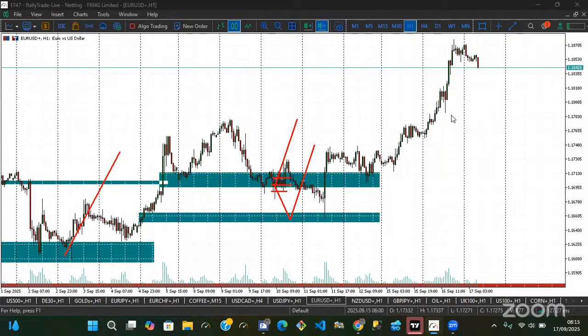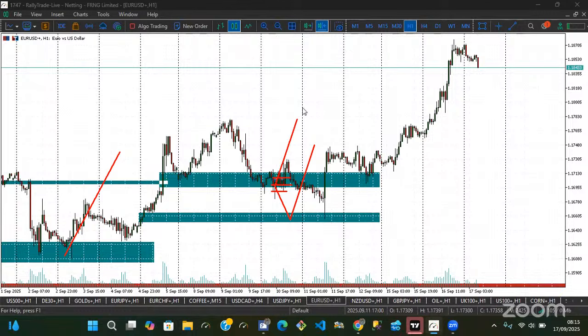Let's start with the euro dollar. One of the reasons why I like to start with the euro dollar is because it is one currency pair from where we draw inference to some other major currency pairs like GBP USD, NZD USD, and AUD USD too sometimes. Whatever happens to the Euro USD, most often than not, should happen to GBP USD, sometimes NZD USD also.